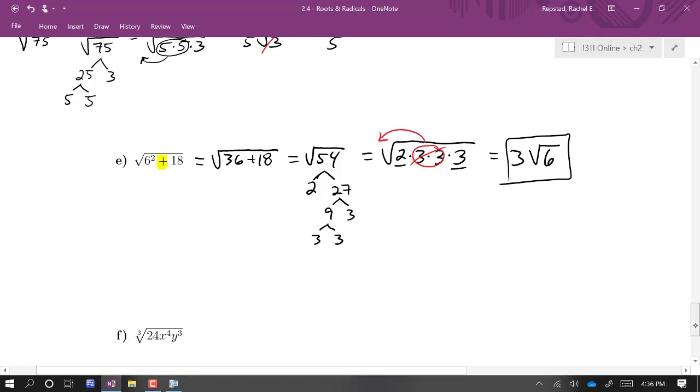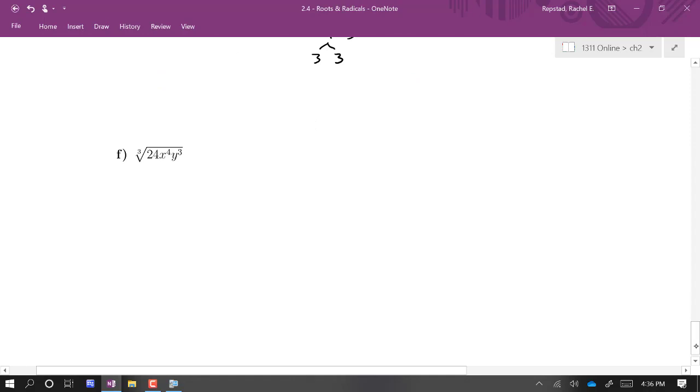Alright, one more example to go. This one's got variables in it. That's okay. The same principle applies. This is a cube root, and that means I'm looking for groups of like 3 of the same factor, or perfect cubes inside, to take out a single factor from the radical. So 24 is 3 times 8. 8 is 4 times 2, and 4 is 2 times 2. So we have 2 cubed times 3.